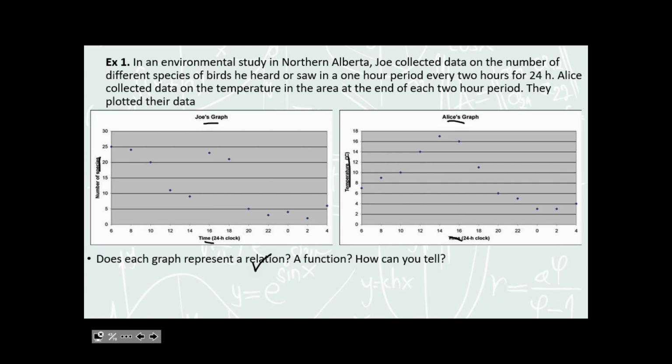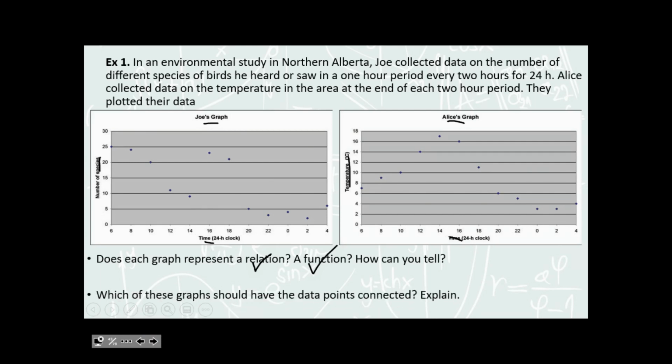Next one. Are they both a function? Now you kind of have to go back to a previous lesson here and ask, well, what is a function? A function is when we don't have repeating x or y values. So I could do the vertical line test. Do both of these pass the vertical line test? Yeah. So they are both functions. And that's how I can tell.